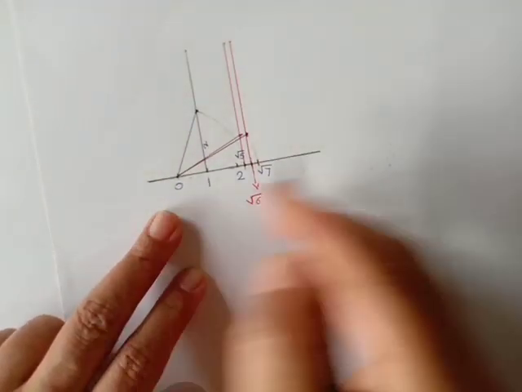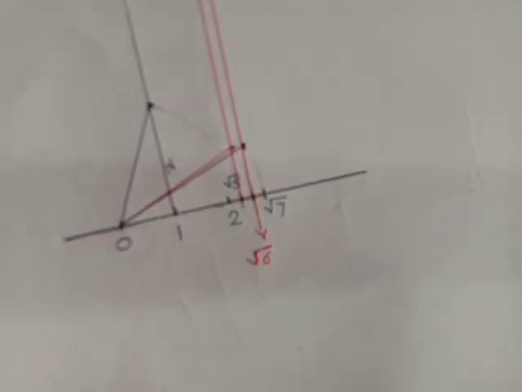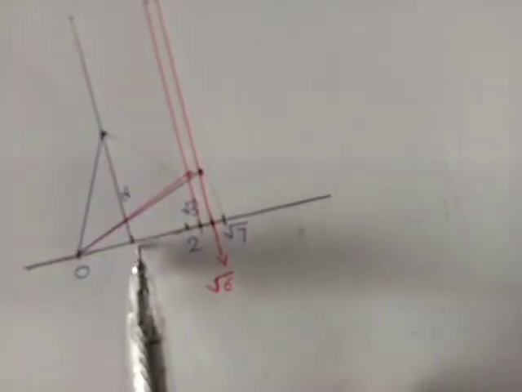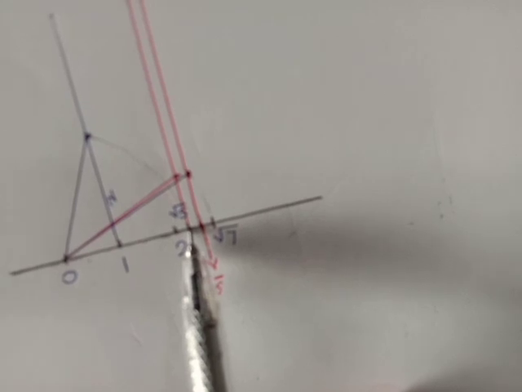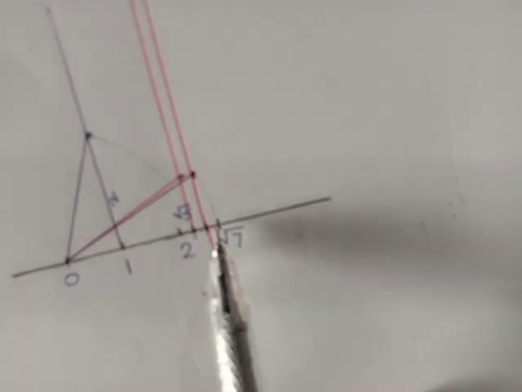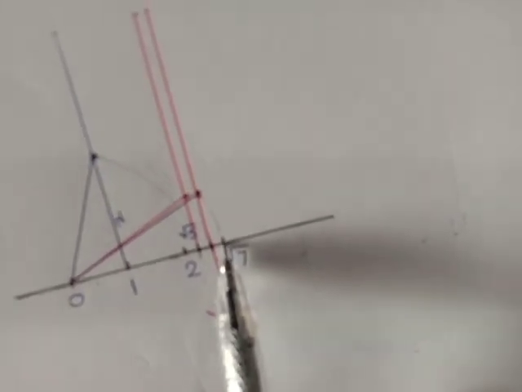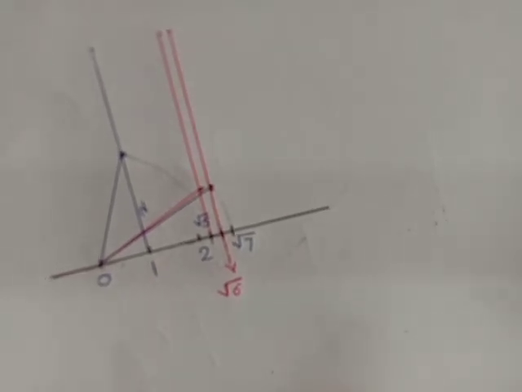So if you see, I'll just zoom it and show it to you again. This is 0, this is 1, this is 2, this is root 5, this is root 6 and this is root 7. Okay. I hope the concept is clear.